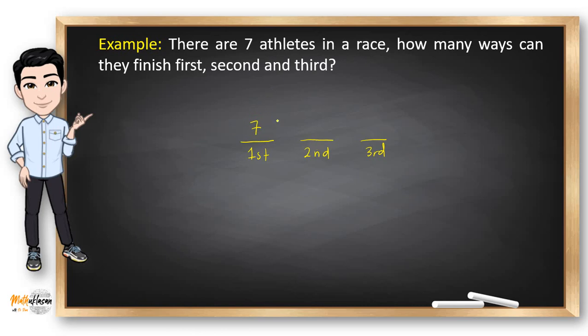But for the second place, if say person C will have the first place here, then he or she is no longer the choice for the second. So 7 minus 1, that's 6. And then 6 minus 1, that's 5. Because for the third place, we already have chosen 2 persons. So we only have 5 left here. So multiplying these values, 7 times 6 times 5 will have 210 ways. So there are 210 ways for us to arrange the winners for the race.